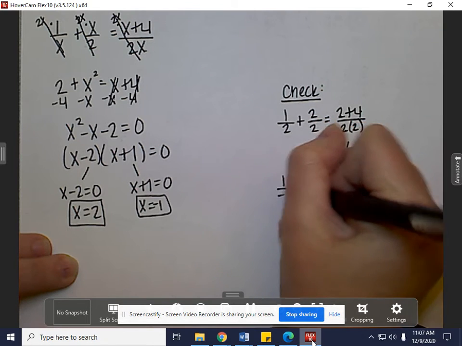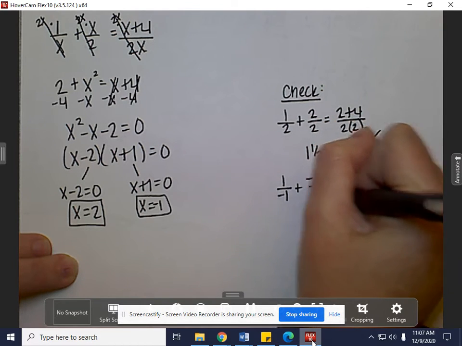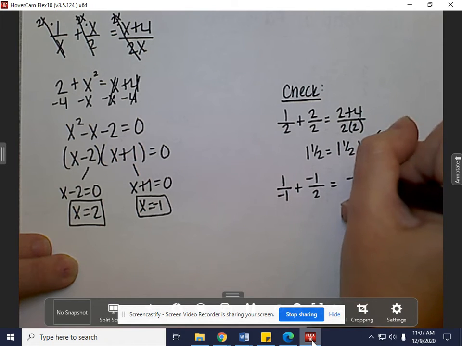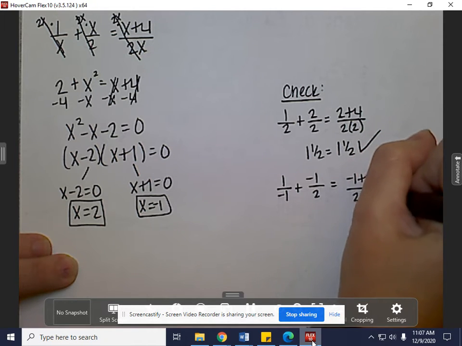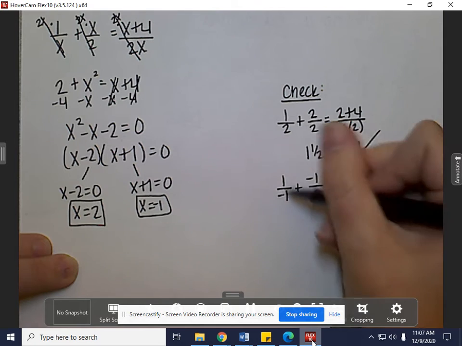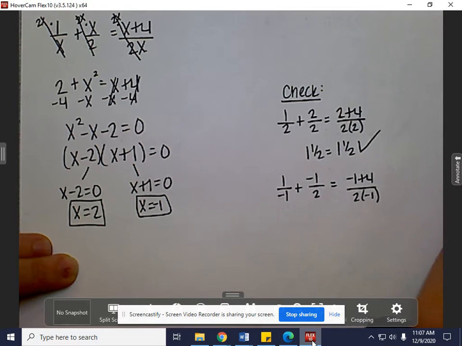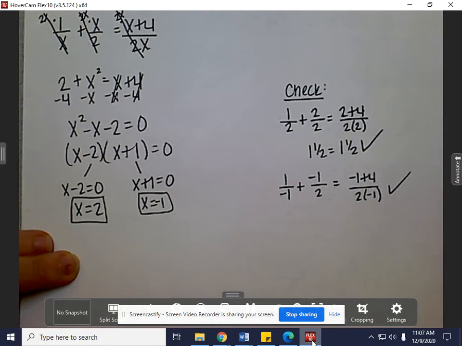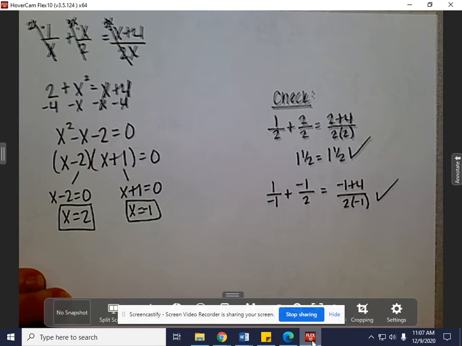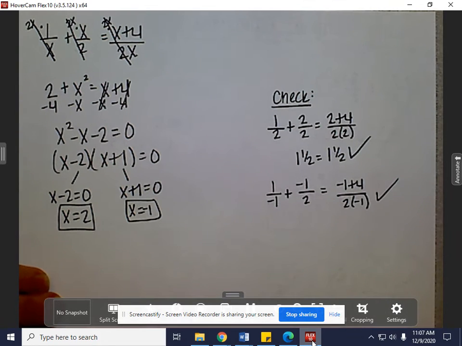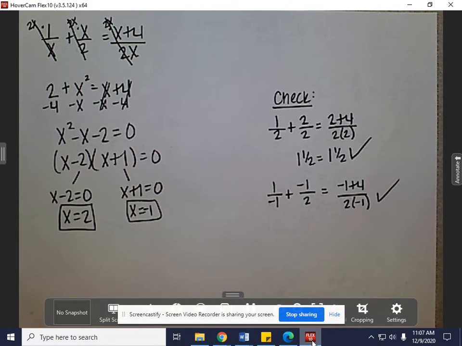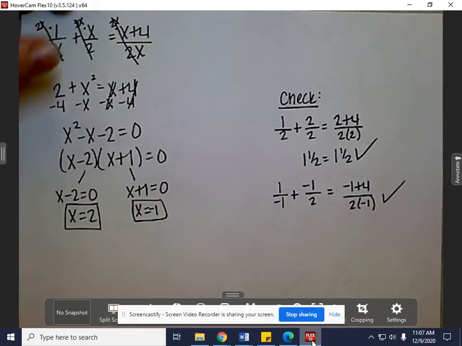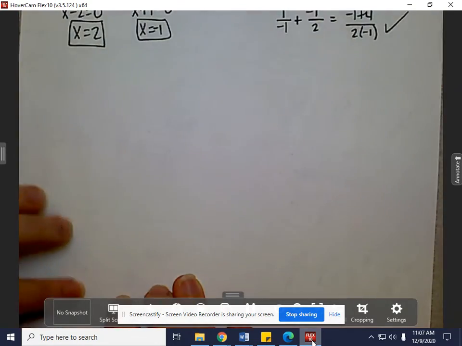1 over negative 1 plus negative 1 over 2 is going to equal negative 1 plus 4 over 2 times negative 1. So once again, just do your math out. That would give me what? Negative 1 minus a half is negative 1.5. And then that would give me 3 over negative 2, which is negative 1.5. We're good. But do check that. Sometimes it will come out that one answer will work and one answer won't. It's so exciting. Okay, so we're checking along. We only have 2 more problems. Feeling good, hopefully.